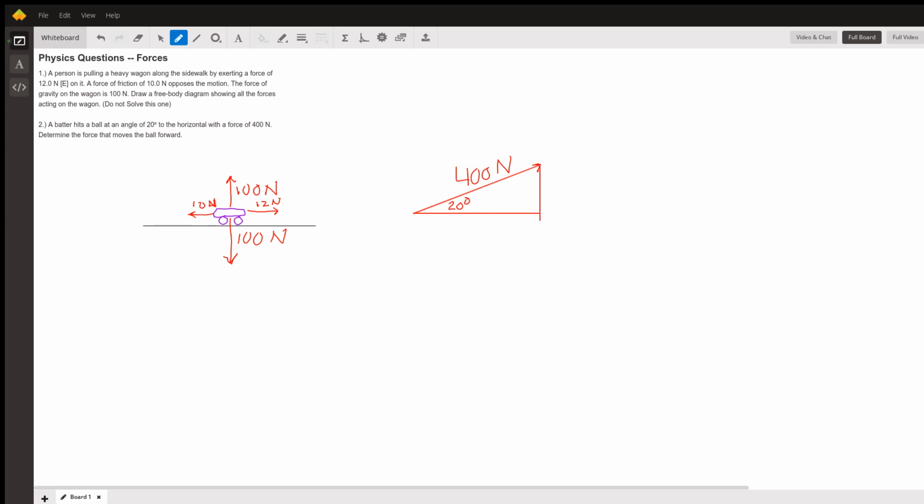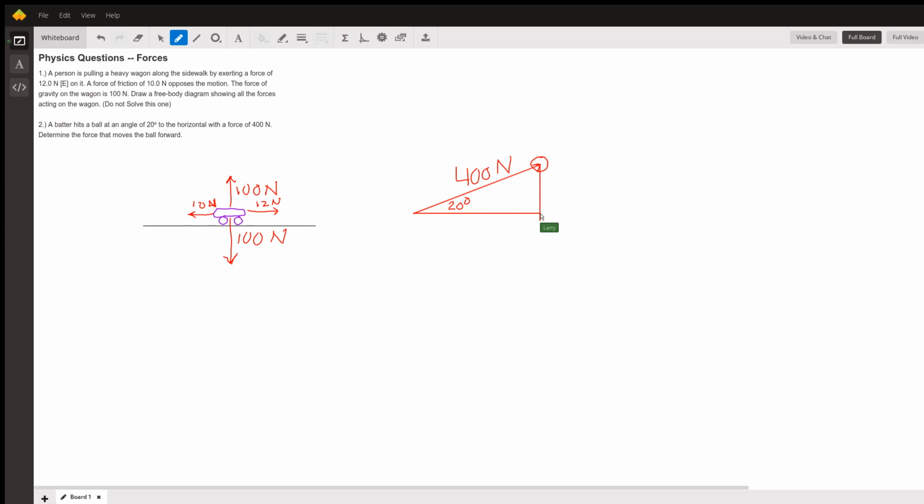So the second one, the batter hits the ball at an angle of 20 degrees. So let me put the ball up here. Okay, the 400 newtons hitting the ball at that angle. Now, we can split the 400 newtons into two components. There's the vertical component. Let me outline that with purple.